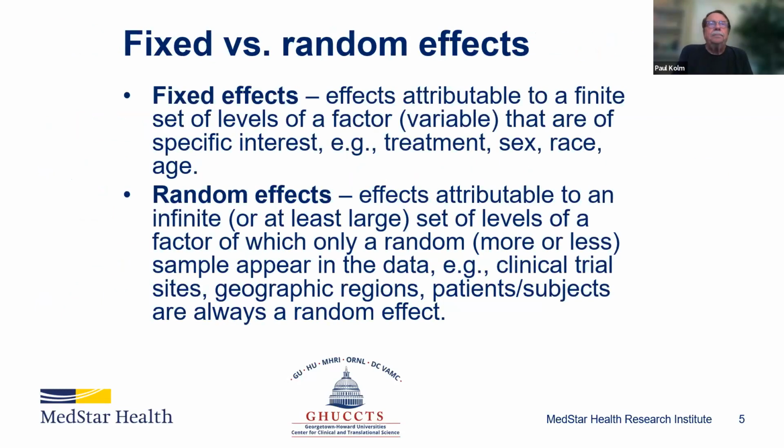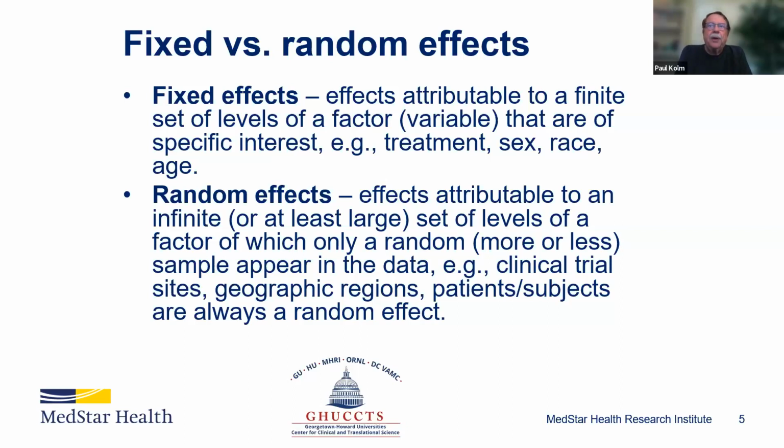When we talk about meta-analysis, we need to understand what the difference is between what are called fixed effects and random effects. Fixed effects are effects that are attributable to a finite set of levels, primarily like treatment or therapy. Random effects are effects that are attributable to a large set of levels of a factor, of which only a random sample appear in the data.